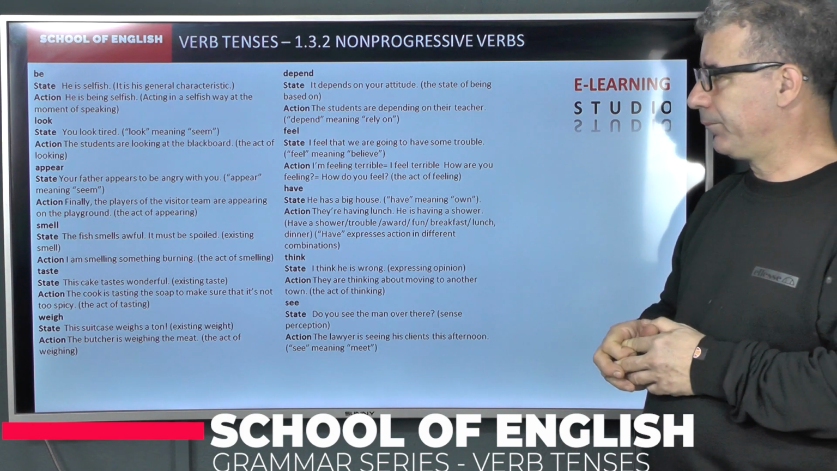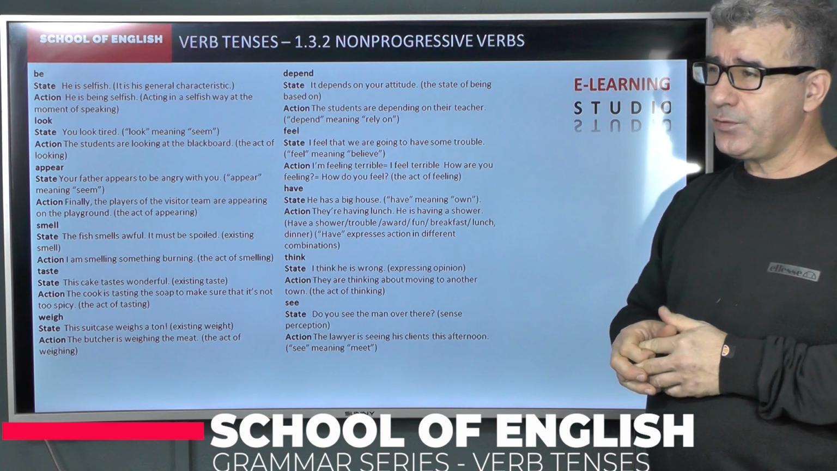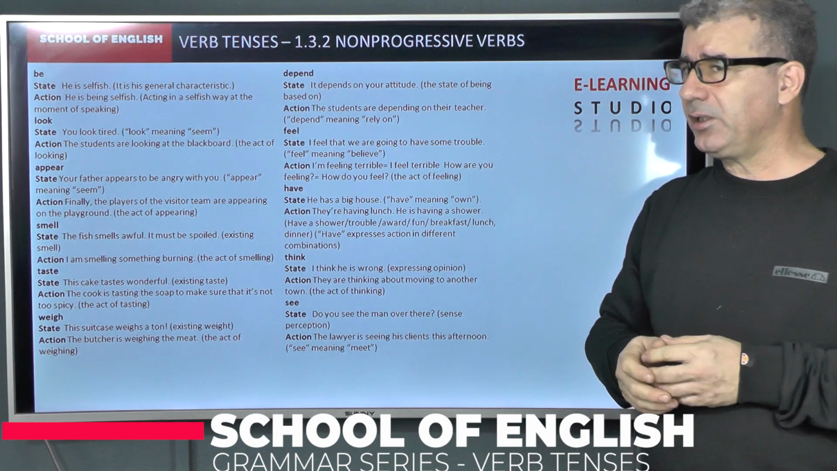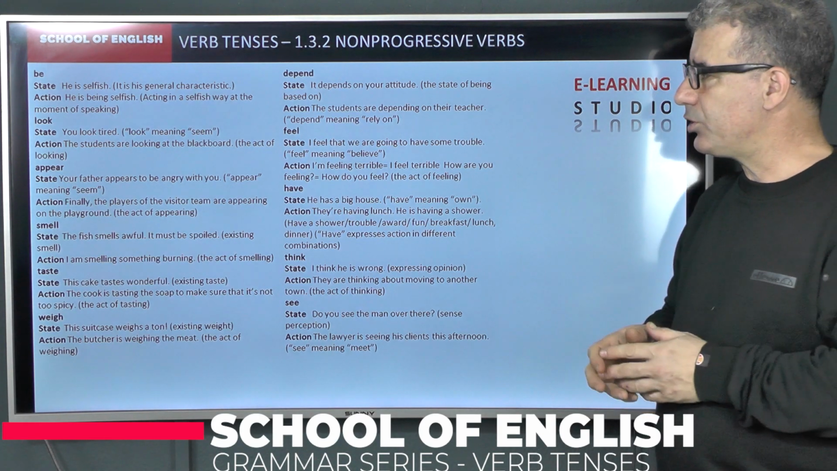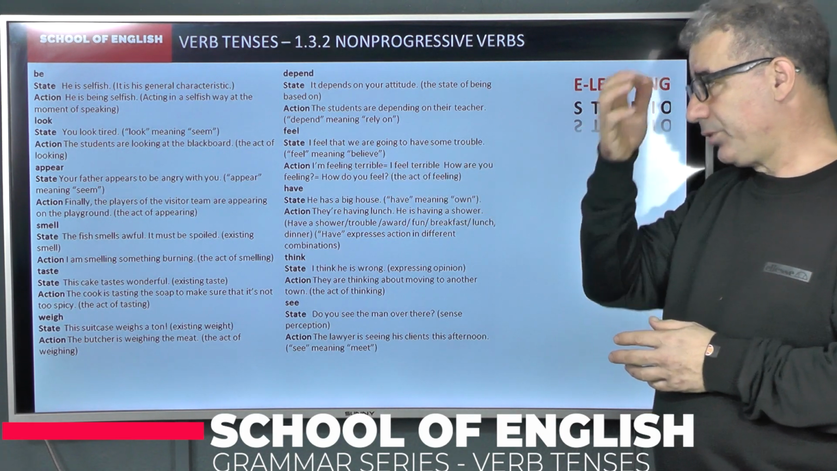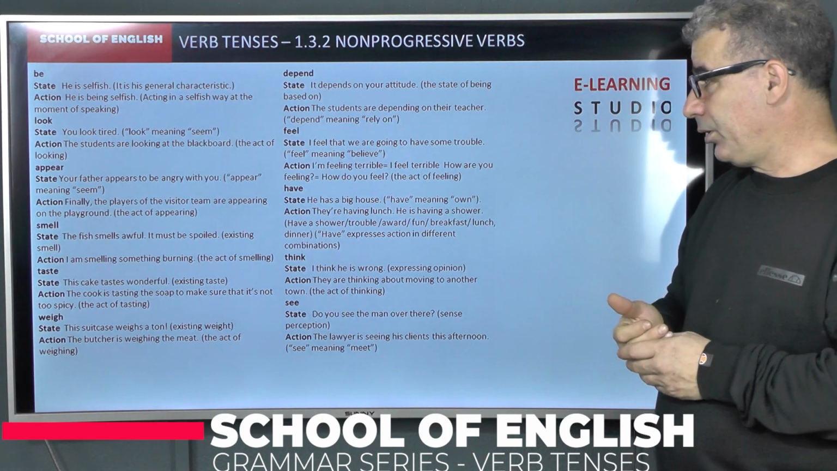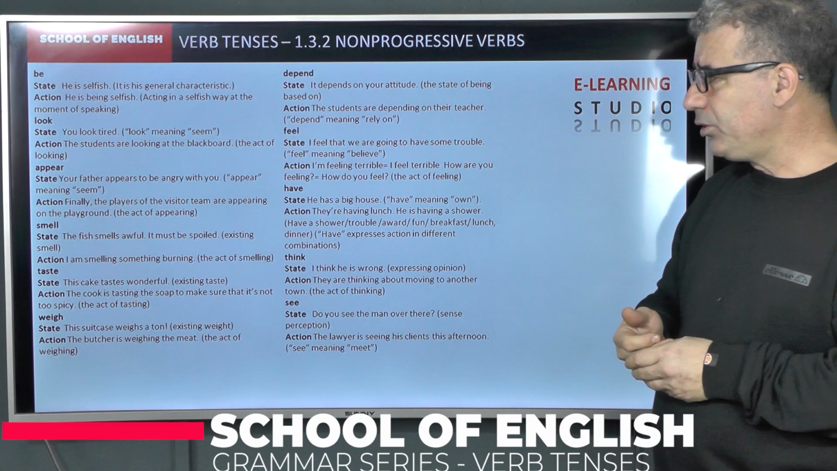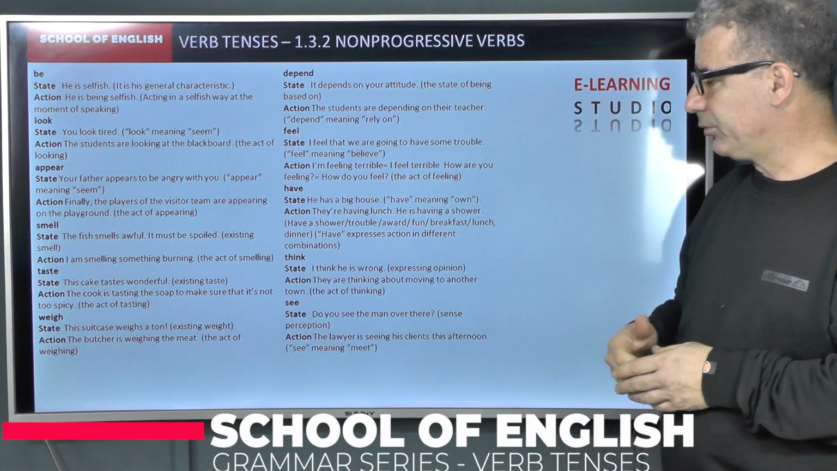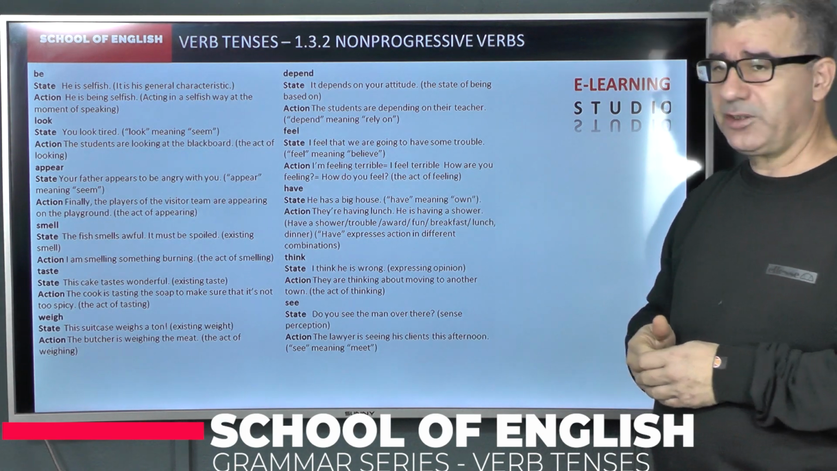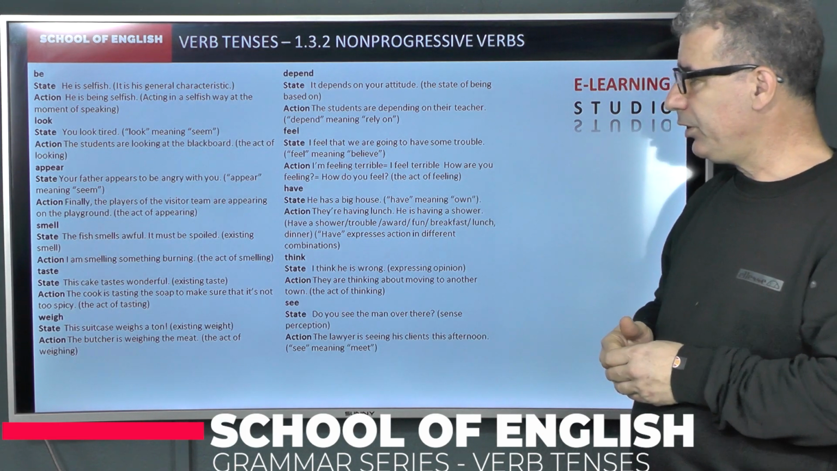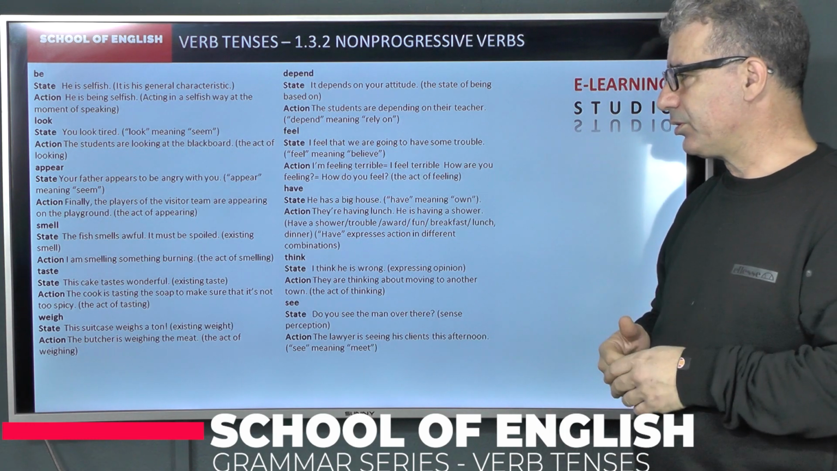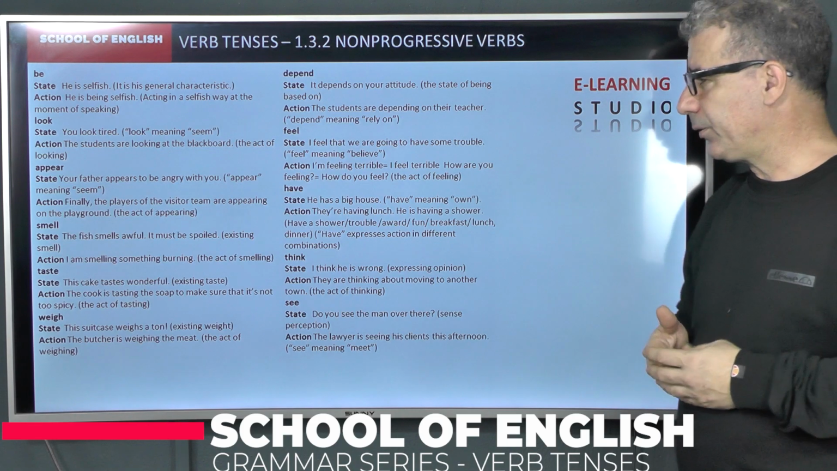How about feel? If you use feel meaning believe, think, when you're stating your idea, it cannot be used with verb ing. I feel that we're going to have some trouble, is our example. How about action? For action, it can be used both as I'm feeling terrible or I feel terrible. It's a matter of choice. How are you feeling? How do you feel? It's both true in English. This is the act of feeling.